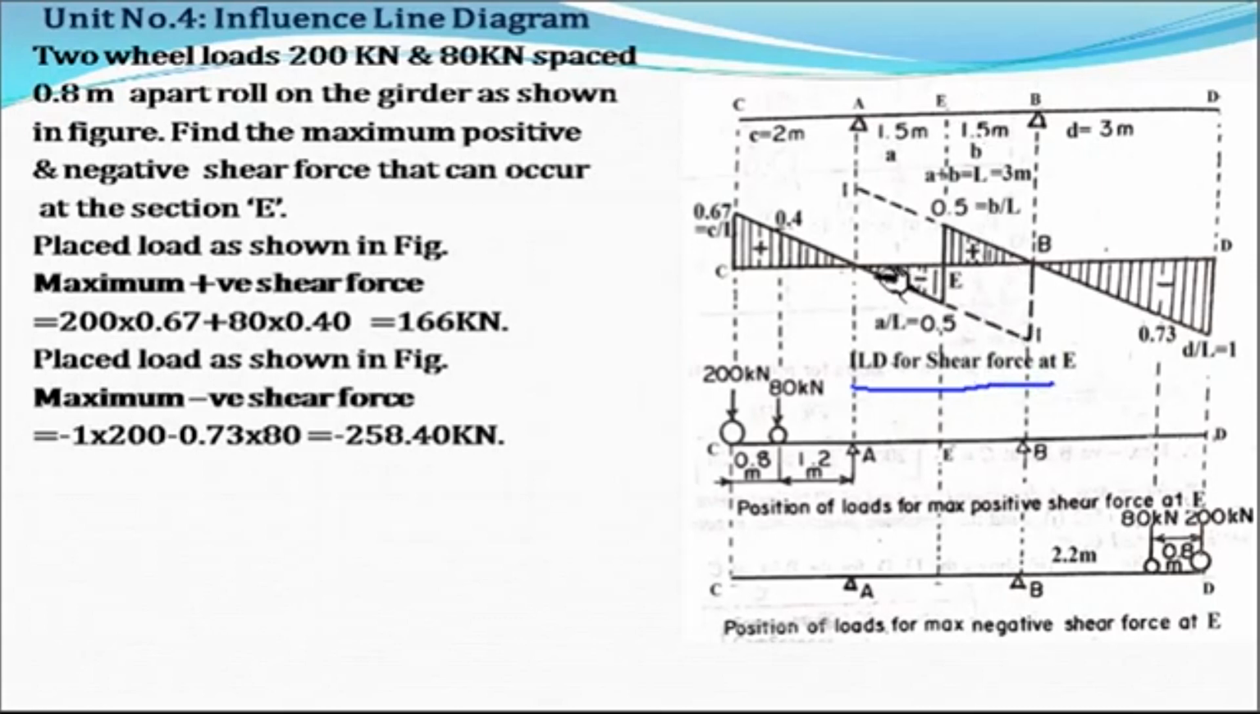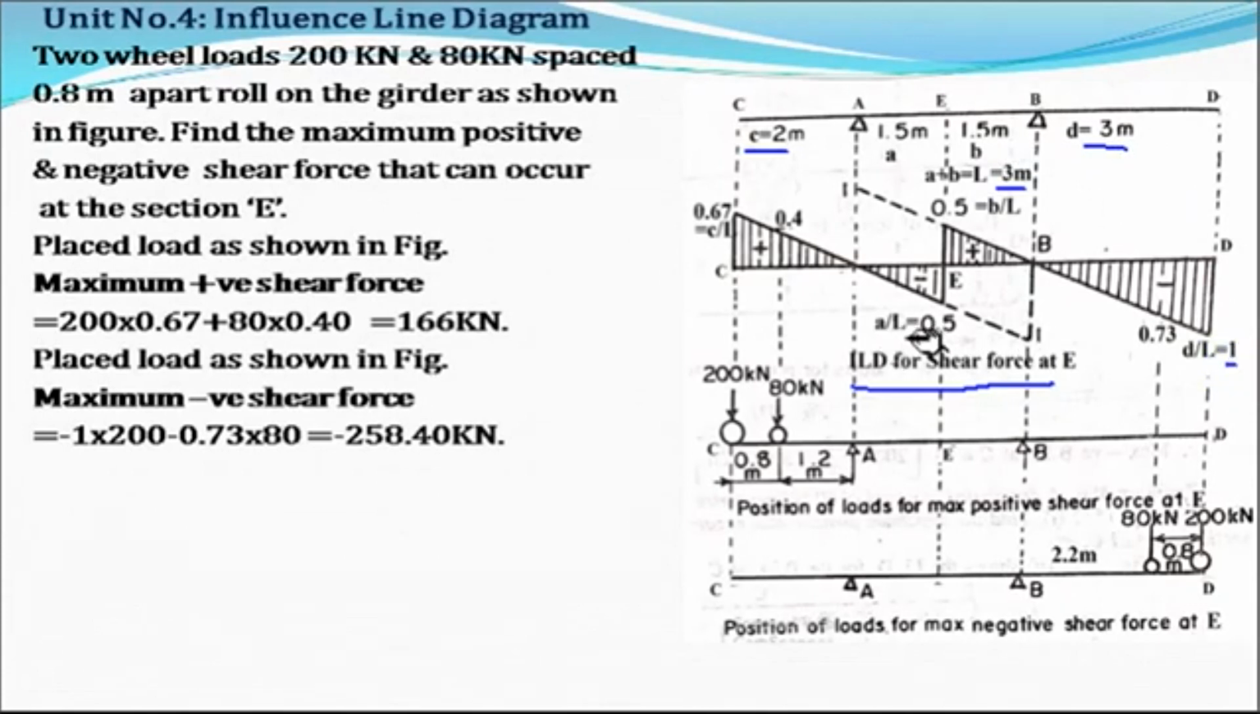Okay, we know the nature. Now we know this value C by L. Here it is A by L, B by L, D by L. We know the value of C is 2 meter, D is 3 meter, A is 1.5 and B is also 1.5. The length L is nothing but A plus B, which is equal to 3 meter. Now we put here value C upon L. C is 2 upon 3. The value is 0.67. Here it is D upon L. Value of D is 3. L is 3. So this ordinate is equal to 1.